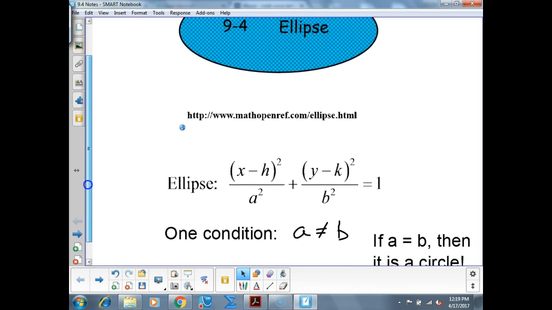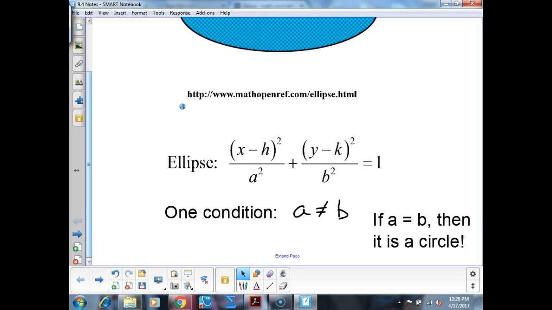The equation for an ellipse is (x minus h) quantity squared divided by a squared, plus (y minus k) quantity squared divided by b squared, equals 1. An ellipse always equals 1. There is one condition with an ellipse, and that is that a in that equation cannot equal b, because if a does equal b, then it's just a circle. We're taking a circle and stretching it out in one direction, either horizontally or vertically. That's what an ellipse is.